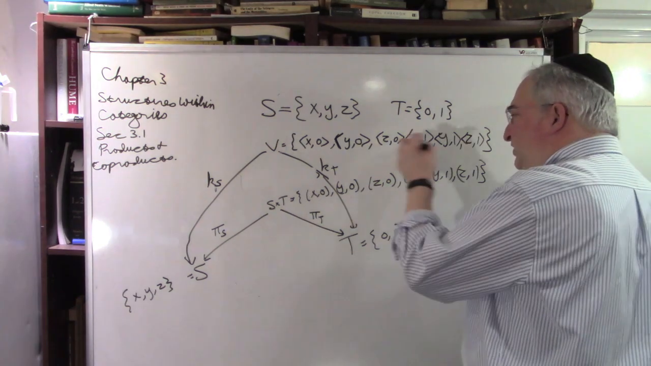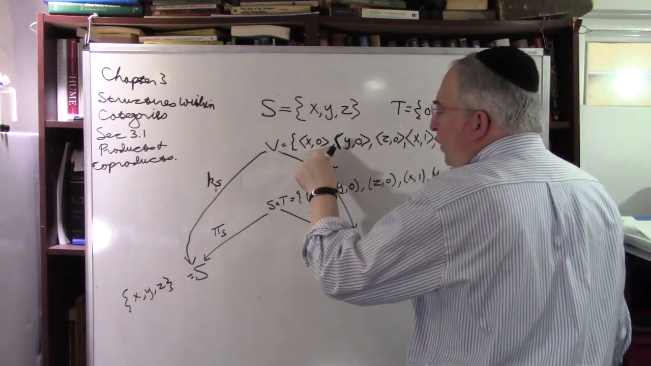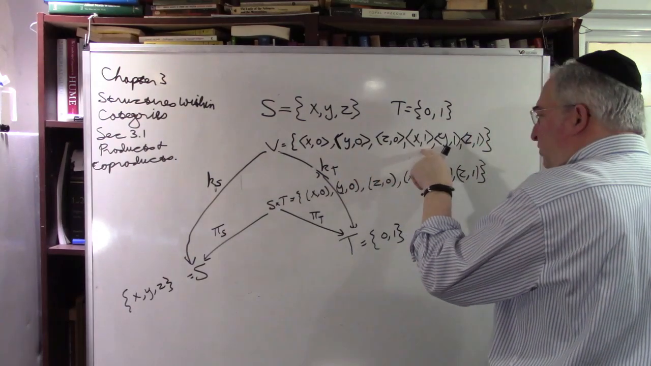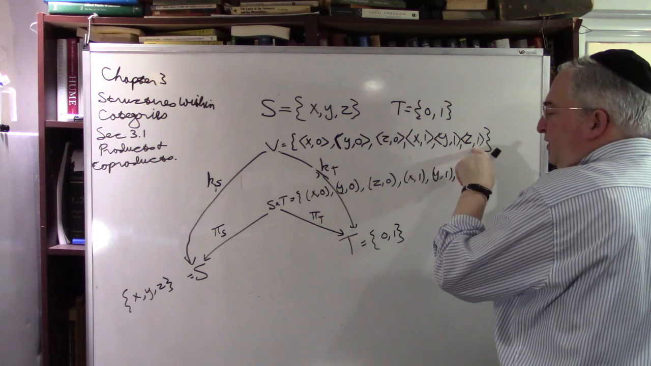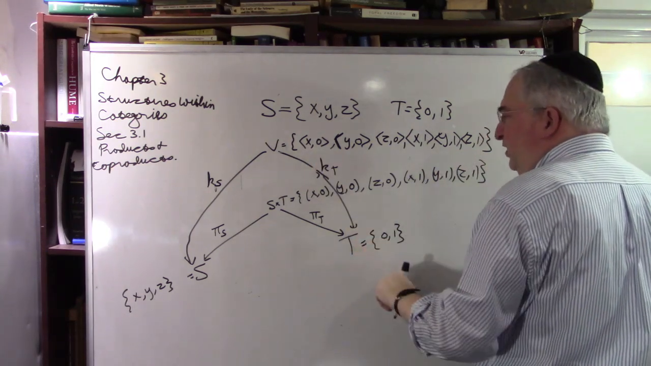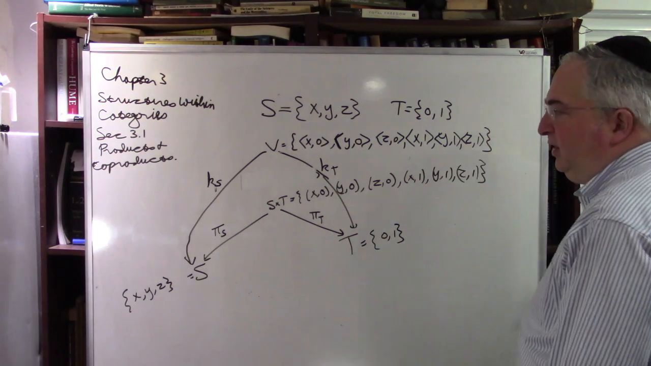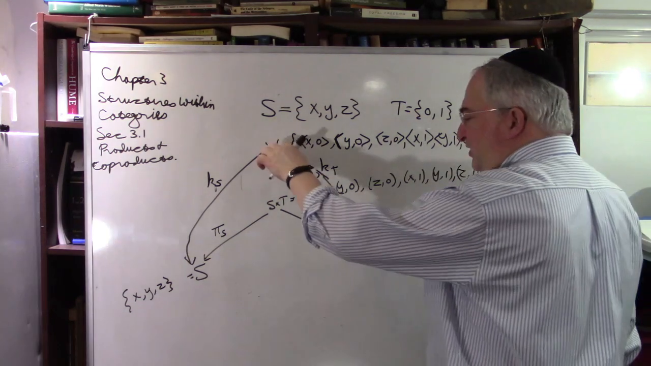And this set will also have projection functions. So this will go to X, this will go to Y, this will go to Z. I'm talking about this way. In terms of T, this will go to 0, 0, 0, this will go to 1, 1, 1. Very nice. Okay, but what's the relationship between this set and this set?